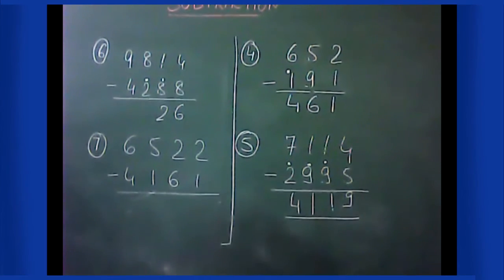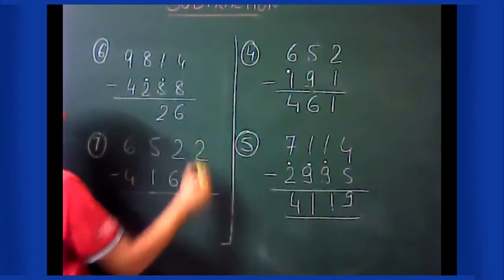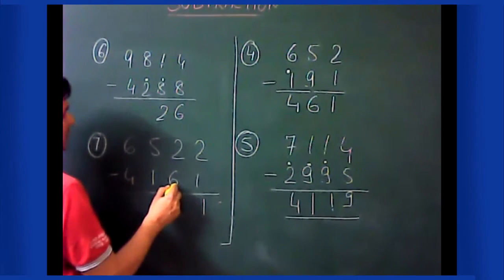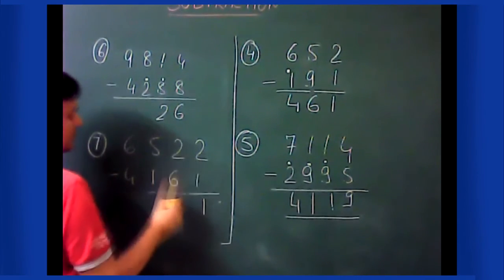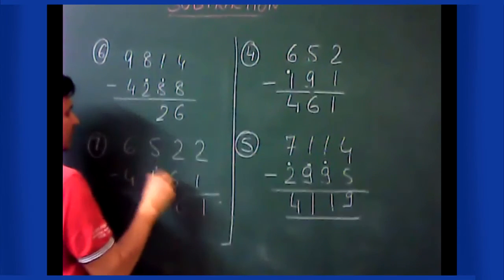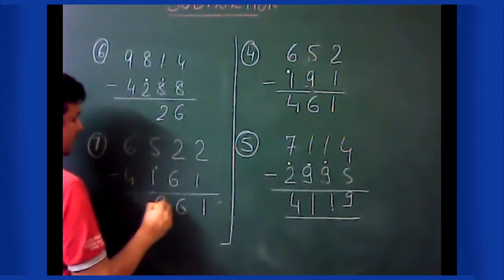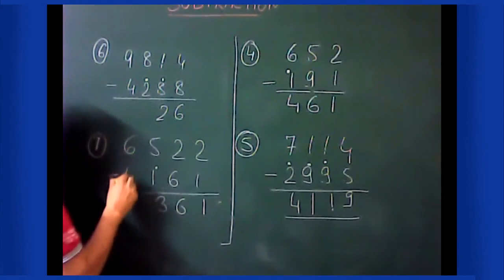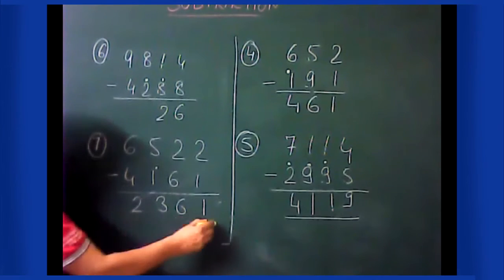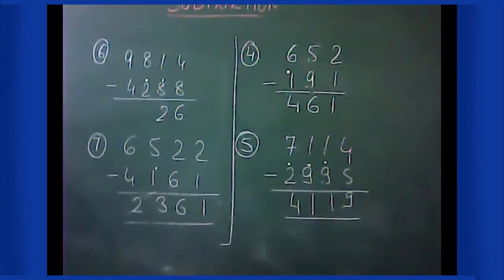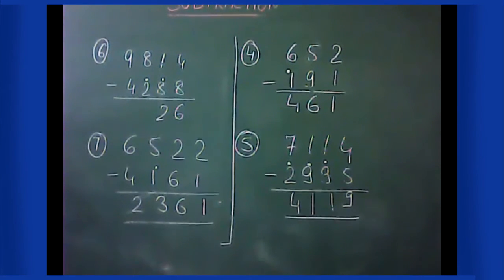Okay, I will do it for everyone. This is simple. 2 minus 1 is 1. The best friend of 6 is 4. So 4 plus 2 is 6. Again, we took a best friend out in this step, so I will put a dot over here. 5 minus 2 is 3. And the last step, 6 minus 4 is 2. And the answer is 2361.